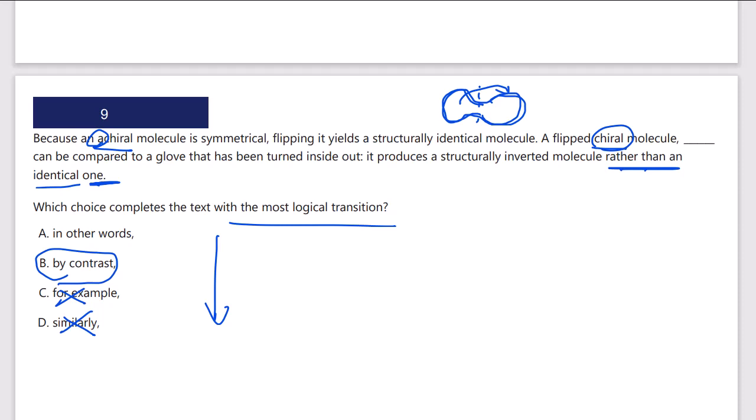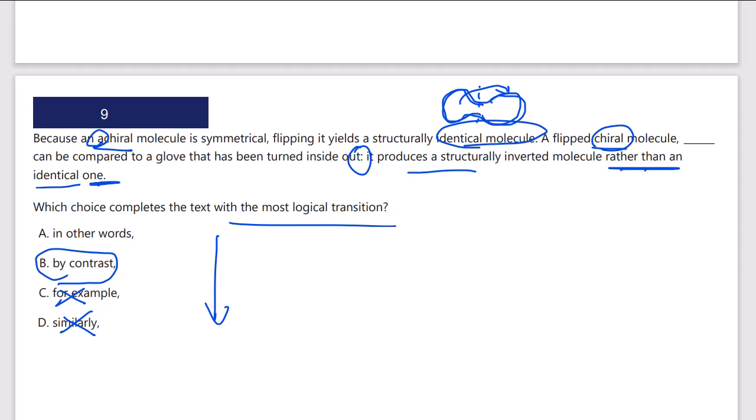A flipped chiral molecule, by contrast, can be compared to that of a glove, explaining it produces an inverted molecule rather than an identical one, which is different than the achiral molecule. Yeah, I think it's going to be contrasting.